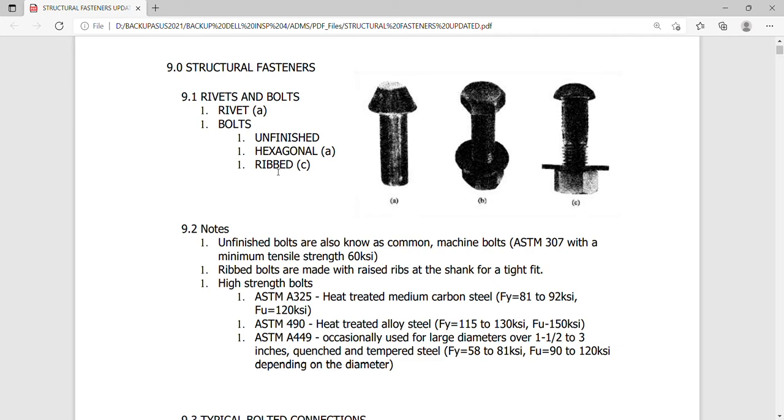Hello guys, good morning. So today we will be studying some basic concepts on structural fasteners pertaining to rivets and bolts.